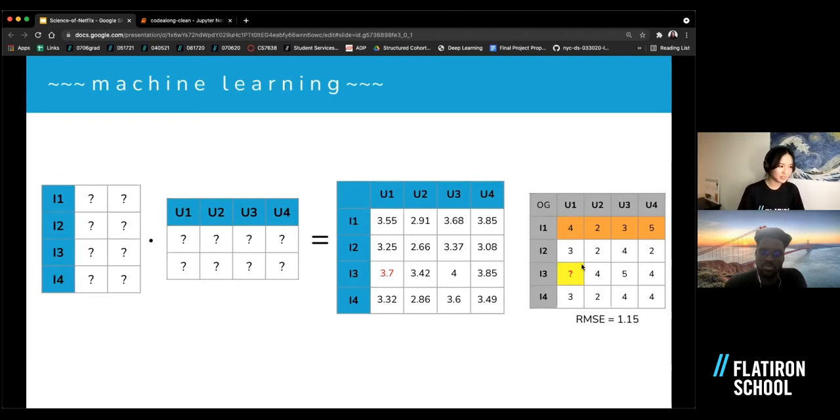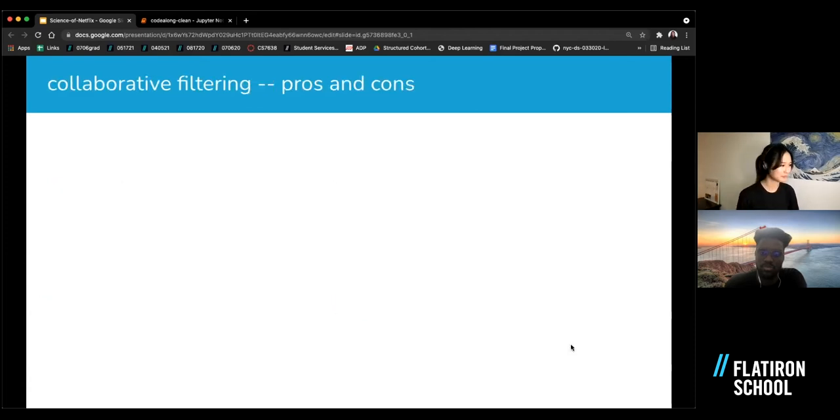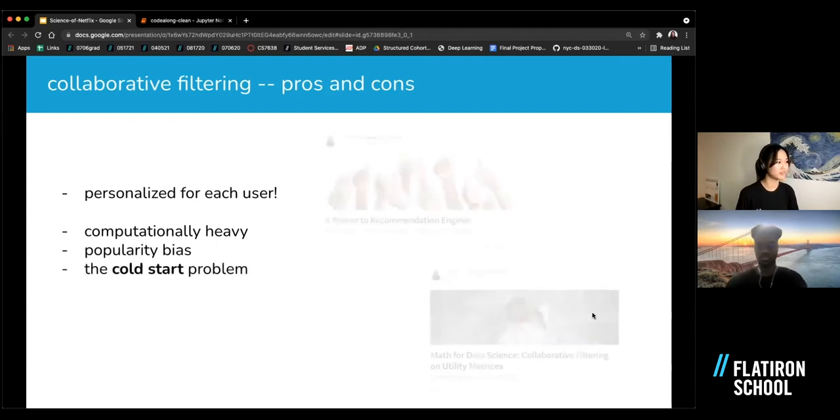So basically, if all of these were question marks, you actually would not even be able to do this process. So the cold start problem is a pretty big one. As long as you have one thing there, you're okay. But yeah, that is a huge con of collaborative filtering.